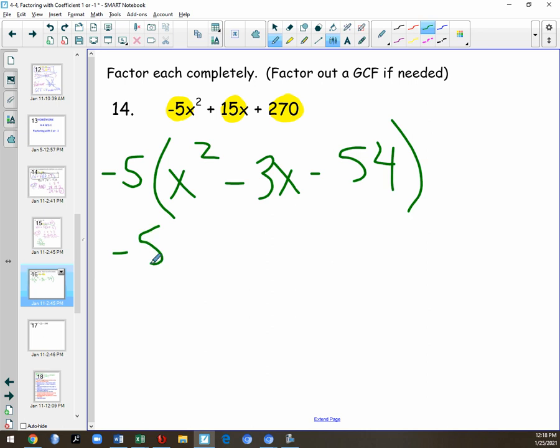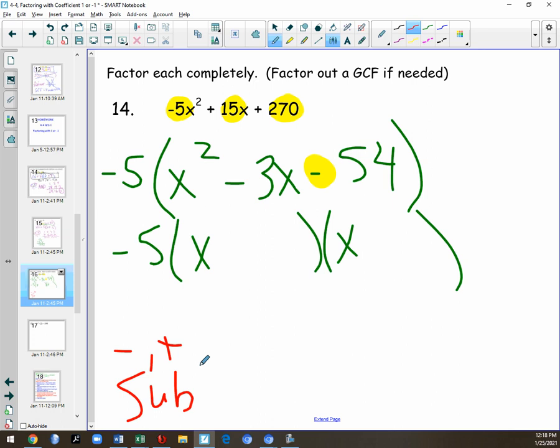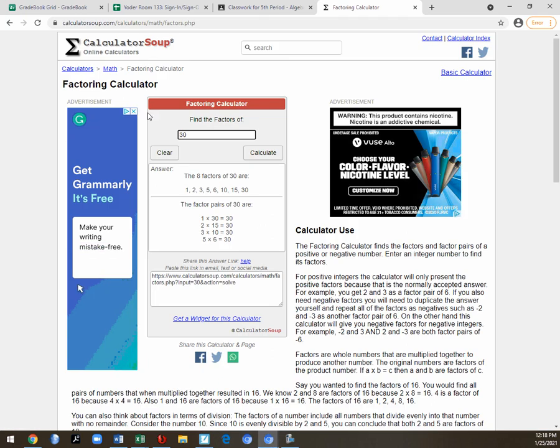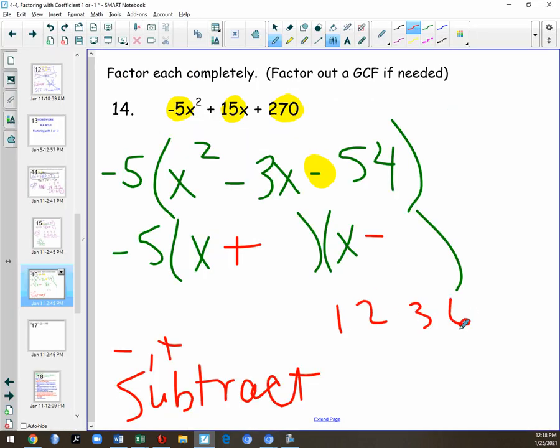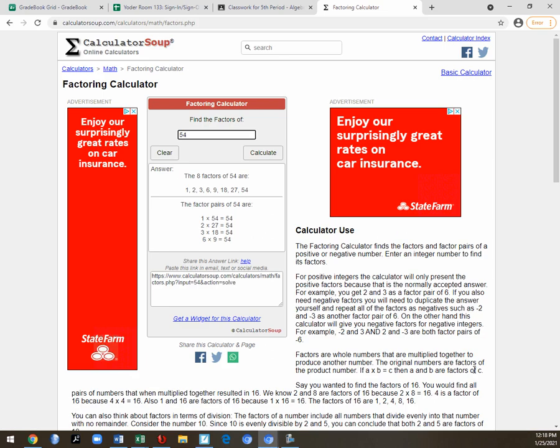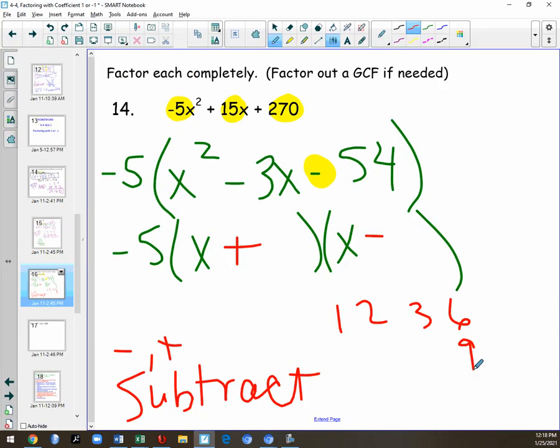So then we're going to go ahead and break this down into two binomials. This is going to be x and x. I need to now have a -54. A negative means my signs are going to be opposite, which means I am subtracting. So I need a positive and a negative. Factors of 54. So I come over here to my factor calculator soup, type in 54, 1, 2, 3, 6, 9. Then I'm going to have 9, 18, 27, 54.